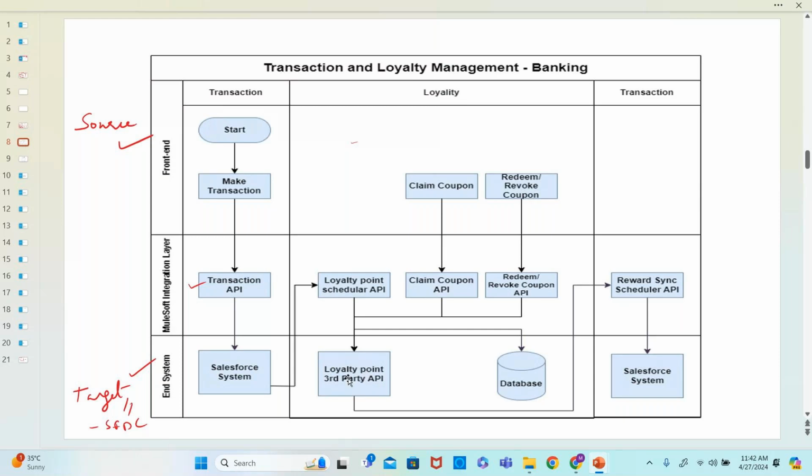For this customer ID, these are the loyalty points, and that way it will store the entire details, and the same details will be stored in a database. Just remember, this database is updated with the same details. Exactly why, I'll tell you in a while.